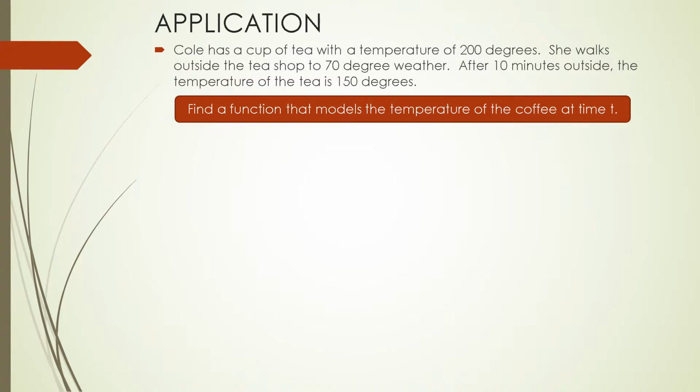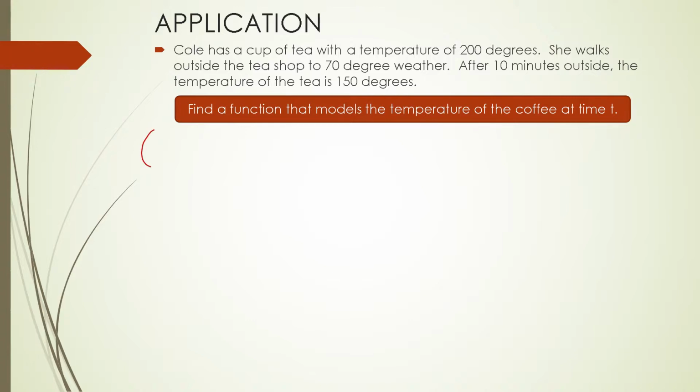So next we have an application problem. Cole is in a tea shop, and she orders a cup of tea with a temperature of 200 degrees. She's going to walk outside the tea shop, and it's 70-degree weather. After 10 minutes outside, the temperature of the tea is 150 degrees. So we are supposed to find a function that models the temperature of the coffee at time t.